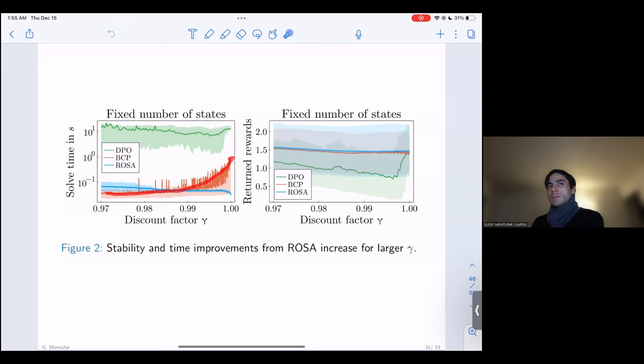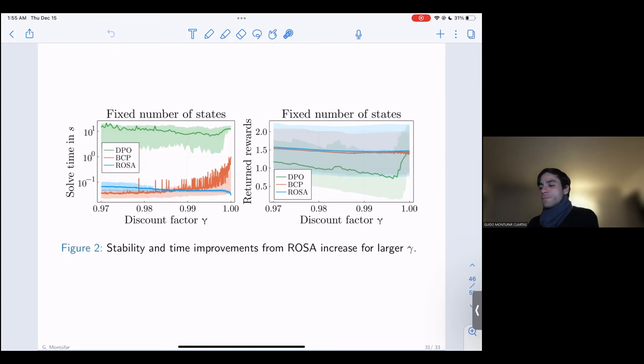And direct policy optimization was terrible. For large values of gamma, it took a very long time. And also if we look at the return rewards, here higher is better because we're trying to maximize the reward. So BCP and ROSA did comparatively well, but direct policy optimization achieved only a much lower reward. So it was not able to optimize the objective.